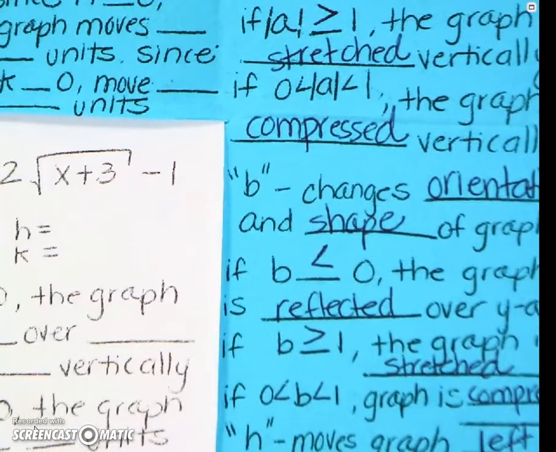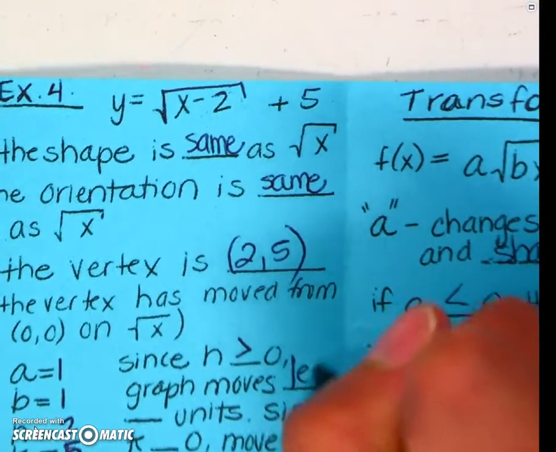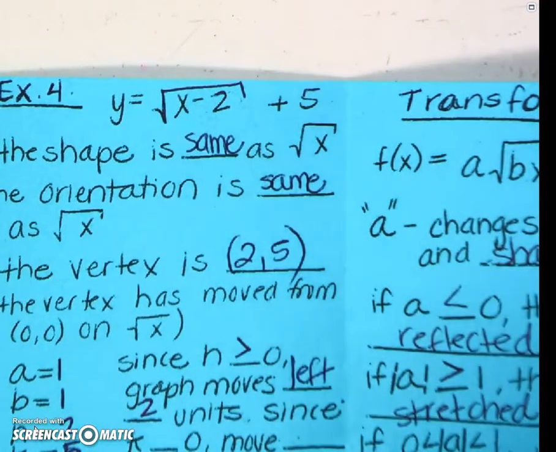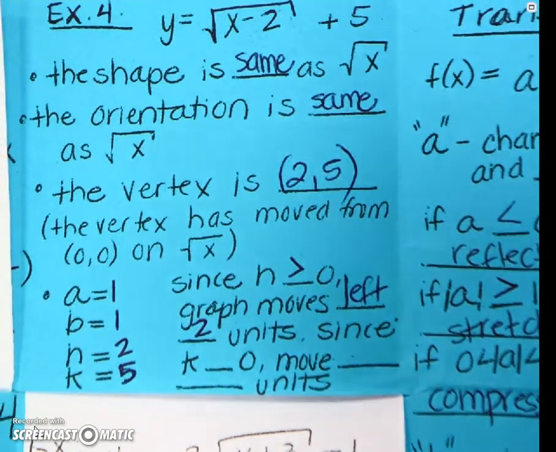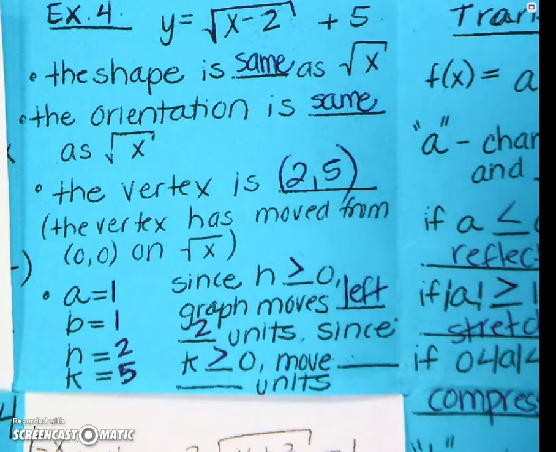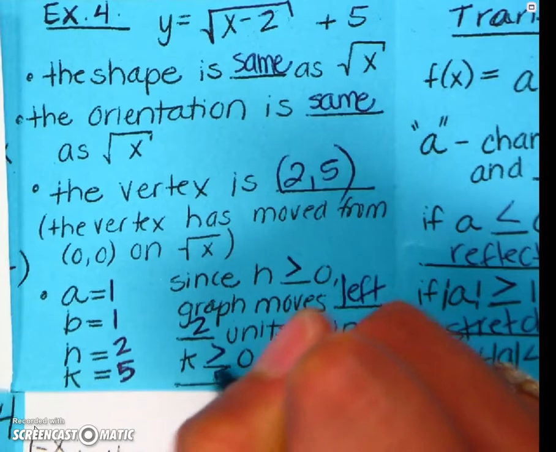If h is greater than 0, then it's going to move to the left. So the graph moves left. How many units? 2 units. Good. Okay, is k greater than 0 or less than 0? Greater. Since k is greater than 0, then we're going to move up or down? Up. Good. We're going to move up 5 units.